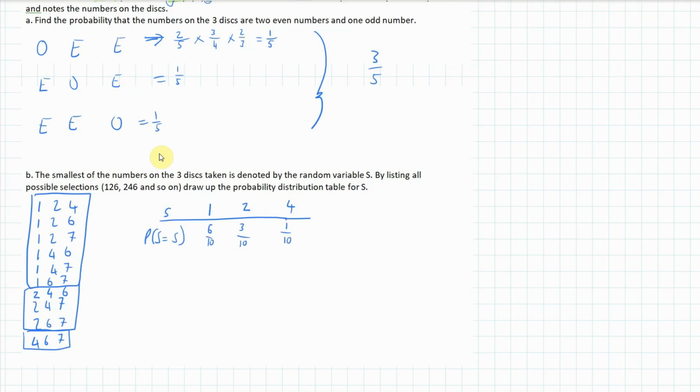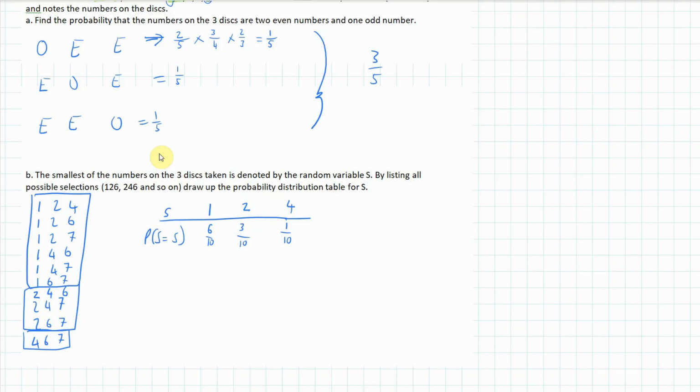Now you might be thinking to yourself, what if they were chosen in different orders? Like, for instance, with 1, 2, 4, you could have got 2, 4, 1 or whatever, right? Well, that still doesn't matter, because there are 6 different ways you can arrange that. All of them will still have 1 as the lowest number.